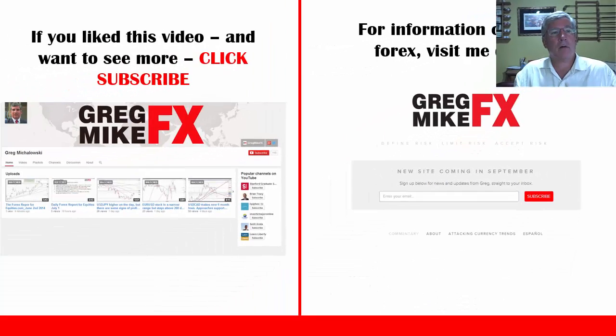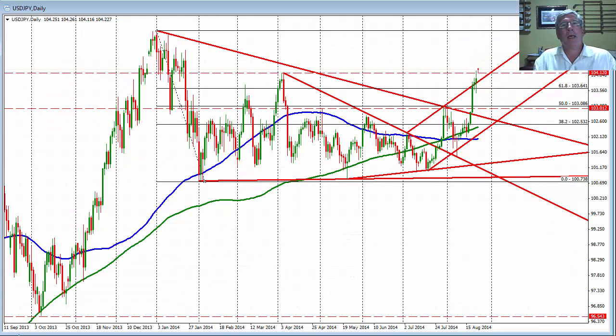Okay, let's take a look at the dollar versus yen. We'll start off by taking a look at the daily chart. And what do we see here? Last week we had a big, huge move to the upside.